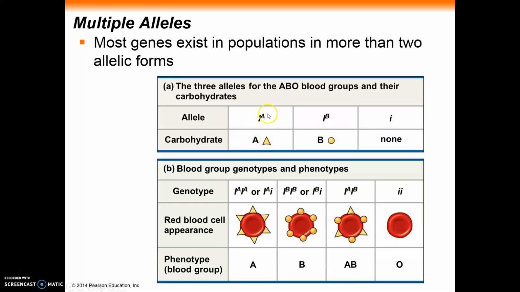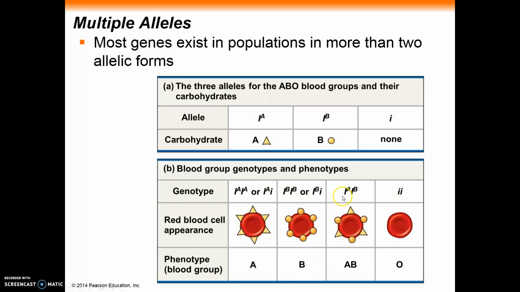Since the A form is capable of adding this triangle-shaped sugar, of course, carbohydrates aren't triangles or circles, but just as a representation, this cell here, which could be genotype capital I A, homozygote or heterozygote, will express this triangular sugar on its surface, and this is what we know as blood type A. In the case of B, it's going to add this different sugar, and so either the homozygote or heterozygote of this will produce our blood type B.